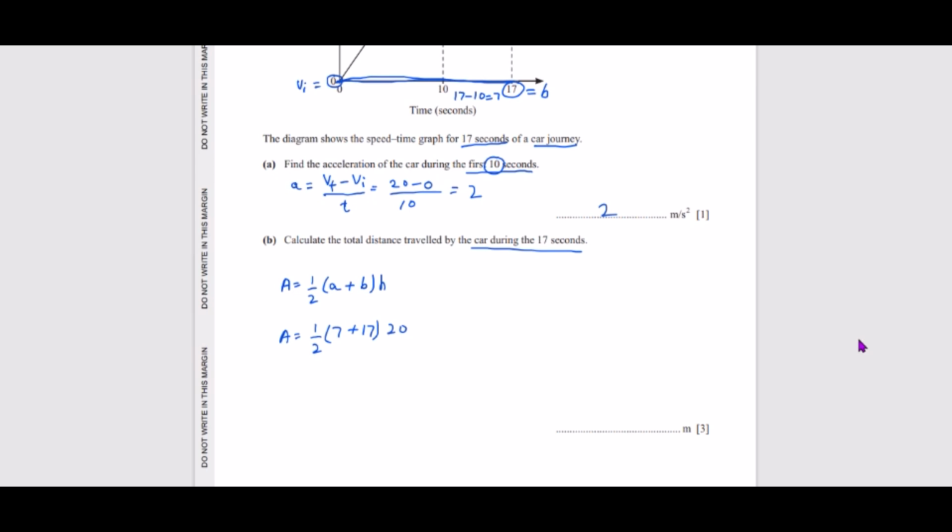So A is equal to 1 by 2, 7 plus 17, that is equal to 24, multiplied by 20. Calculate these values. Area is equal to 240. So write here 240.